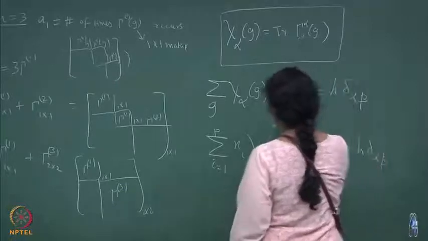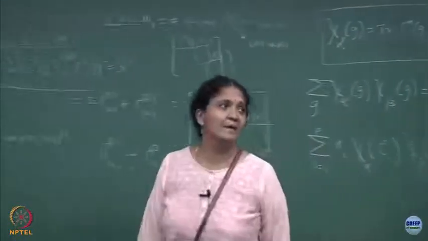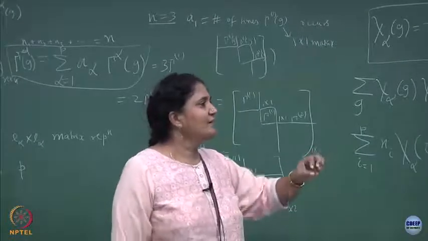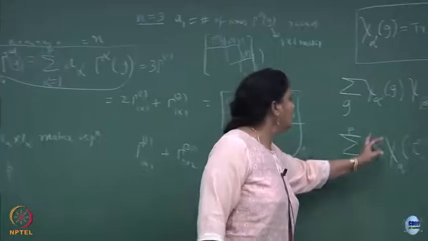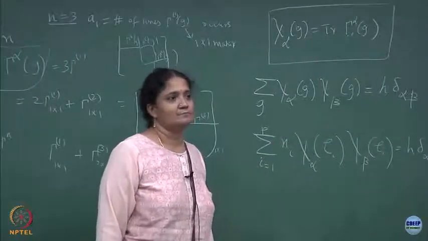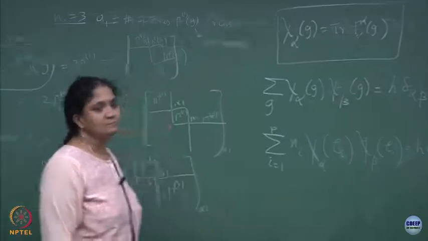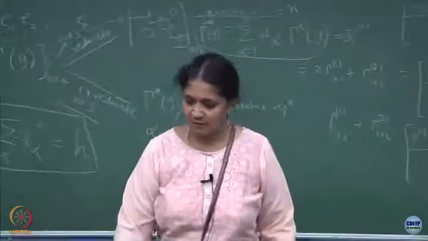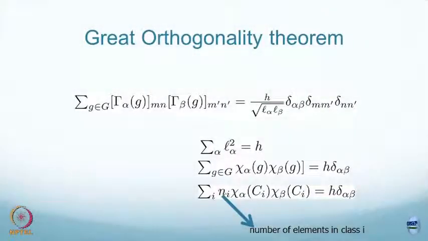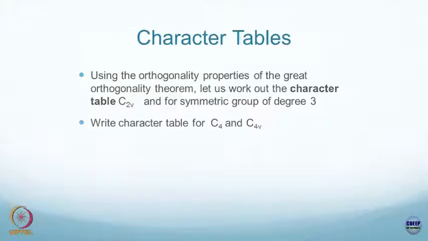So, these two are equivalent statements. Instead of summing over group elements, you can do it by taking one element in the conjugacy class, but put the number of elements in the conjugacy class as a multiplicative factor. That clear? So, that is what I have written in the next equation. Okay. So, now comes writing the character table using these properties.